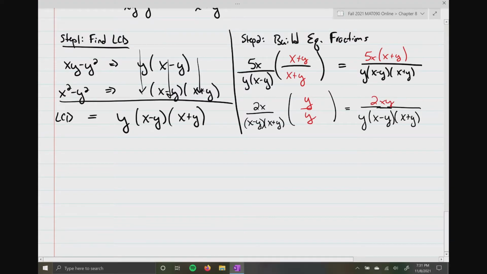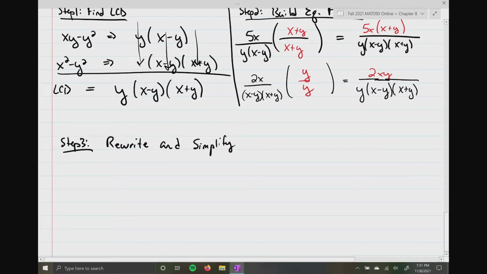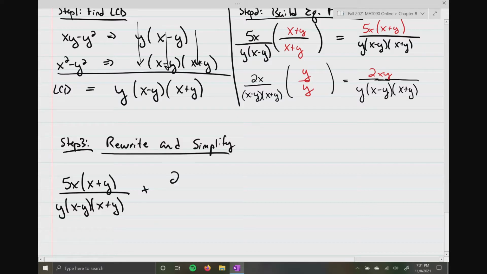All right, now from here, step 3, we're going to rewrite and simplify. Now, if you get sick and tired of writing out this big denominator every single time, here's what I would do if I were you. First thing I would do is just write the two fractions just like I was supposed to. So just let me catch up here.